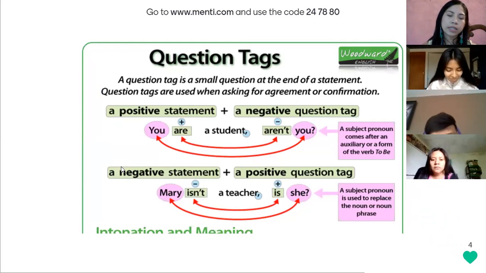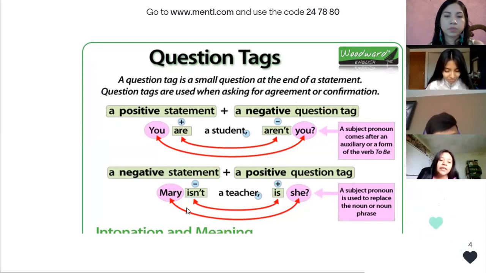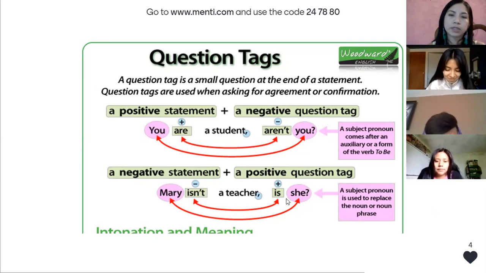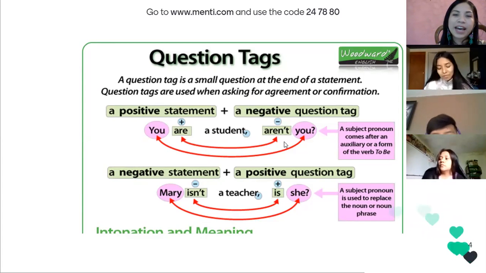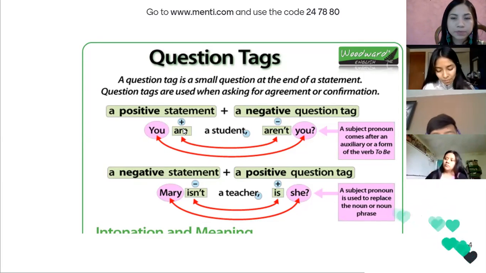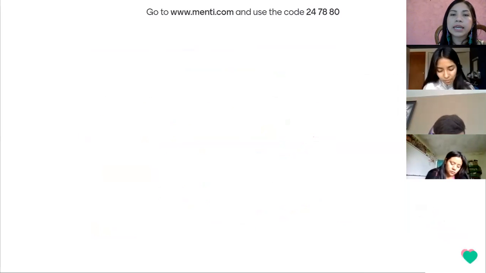You know the answer, but you're not sure, so you ask a question tag for a confirmation. If the statement is negative, the question tag is going to be positive. For example, Mary isn't a teacher, is she? Negative with positive, positive with negative, correct? Observe that if you have verb to be, we're going to use verb to be. But if you have any other verb, we're going to use an auxiliary verb. One more thing, it's about intonation.